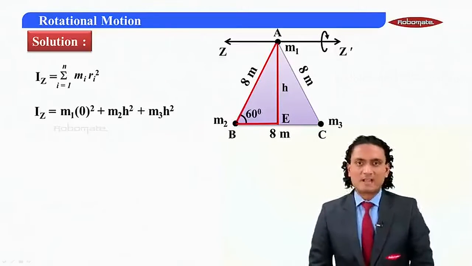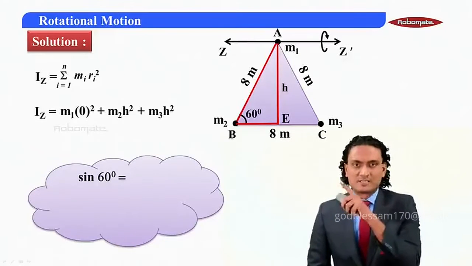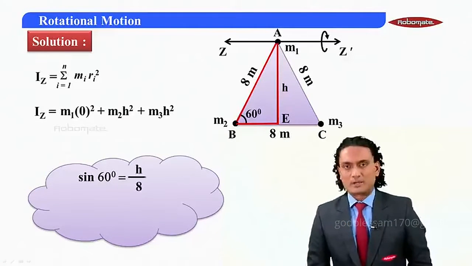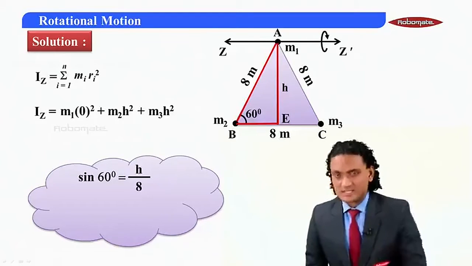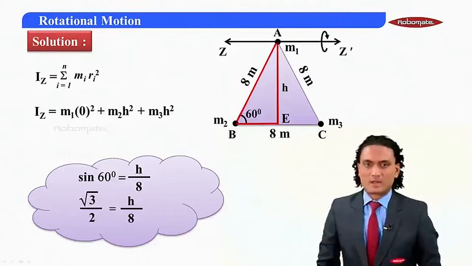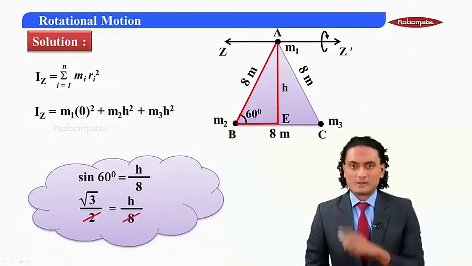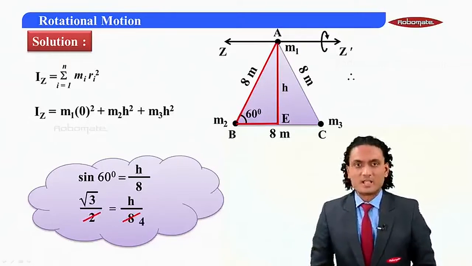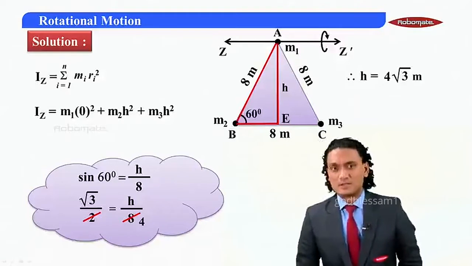See there, angle is given 60. So we can say, what is sine 60? Sine 60 is opposite side, which is your H, over hypotenuse, which is 8. It is H by 8. We know the value of sine 60. Yes, sine 60 is root 3 by 2. This is equal to H upon 8. Now you can cancel out. Which term can you cancel? Yes, 2 and 8. 8 will become 4. So now what is H? H will become nothing but 4 root 3 meter. So now we have H.